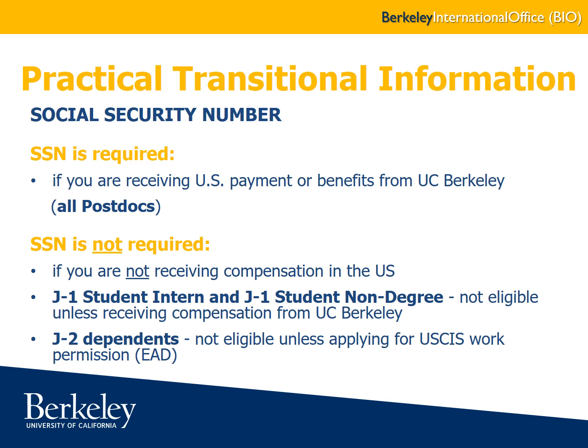A Social Security number is required if you are receiving U.S. payment or benefits from UC Berkeley. A Social Security number is not required if you are not receiving compensation in the U.S. J1 exchange visitors in the student, intern, and student non-degree categories are not eligible unless receiving compensation from UC Berkeley. J2 dependents are not eligible unless applying for USCIS work permission.